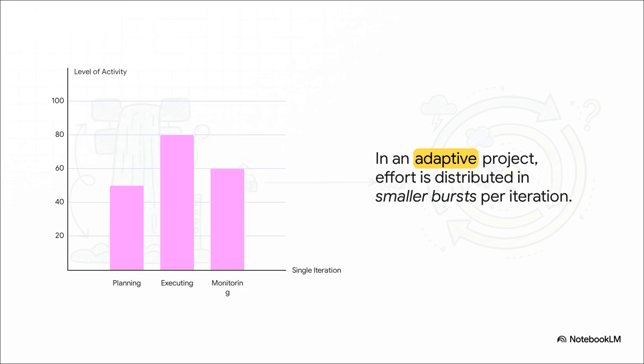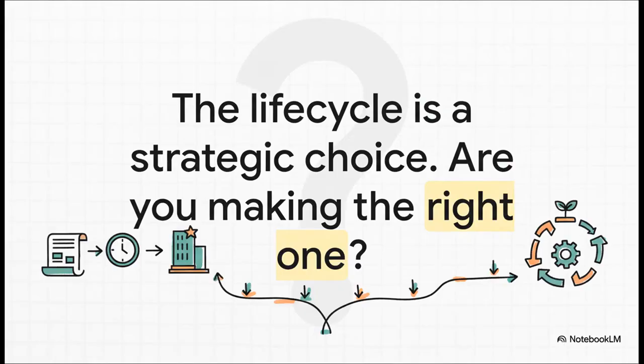But look at the adaptive world. It's a totally different rhythm. Instead of that one big bang of planning up front, you have these smaller, repeated cycles of planning, doing, and checking. It's more like you're building the road just a few feet ahead of the car, constantly adjusting your path as you go. So the next time you're starting a project, don't just ask, how are we going to get this done? First ask, what's the right way to approach this? Because believe me, answering that first question right, that will make all the difference.